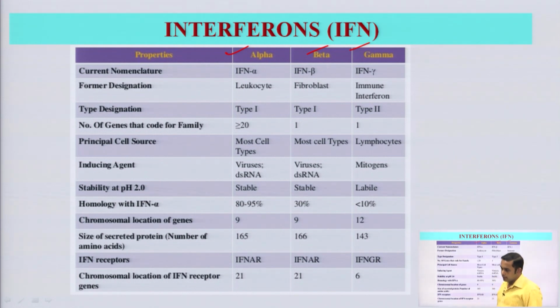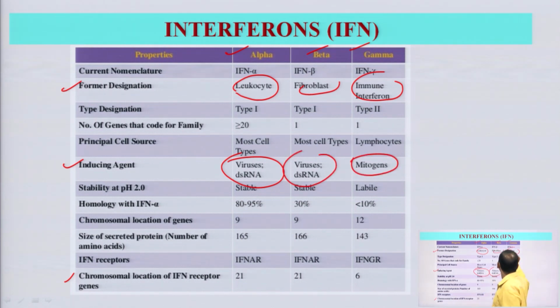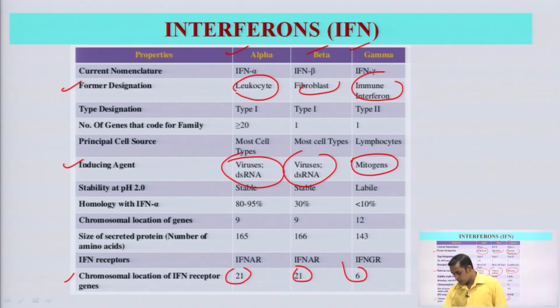For today's lecture, I will just tell you their designation, where they are induced, and their chromosome location. So, the formal designations are leukocyte, fibroblast, and immune interferon. Alpha and beta are induced by virus and double-stranded viral RNA, and gamma is induced by mitogens. Their locations you can see are chromosome 22 and 6.